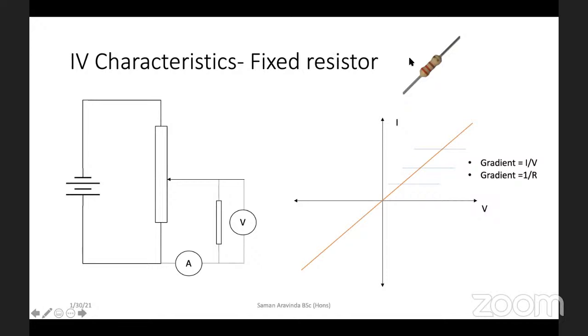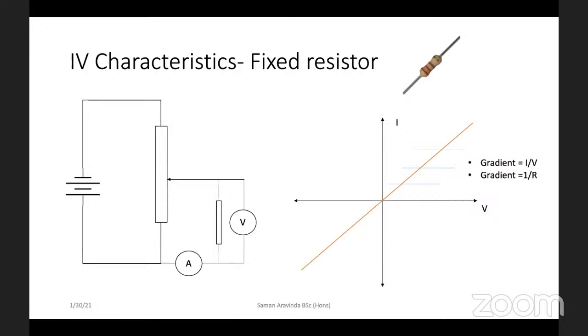How do I get the negative part of the graph? Simple. I reverse the power supply and redo the experiment. Am I clear? See, so much to think, but it's very simple. So shall we draw this down quickly?